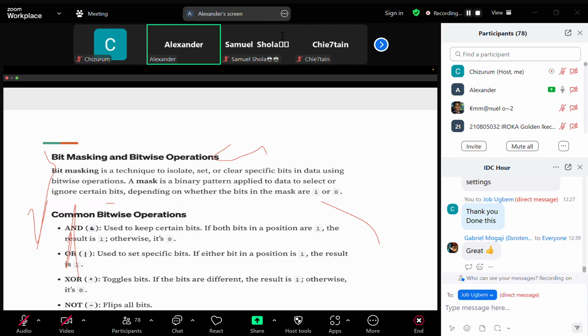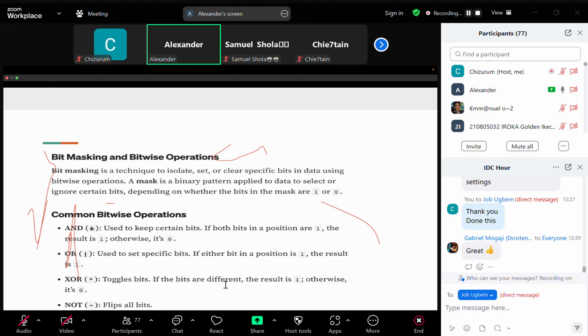It's a technique to isolate, set, or clear specific bits in data using bitwise operations. A mask is a binary pattern applied to data to select or ignore certain bits. So when the system is doing this conversion or these checks, it is practically masking to do some of these things, and then it uses bitwise operations.